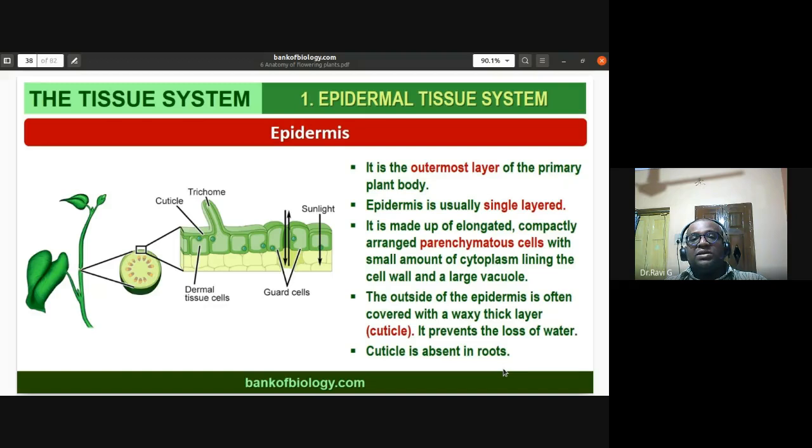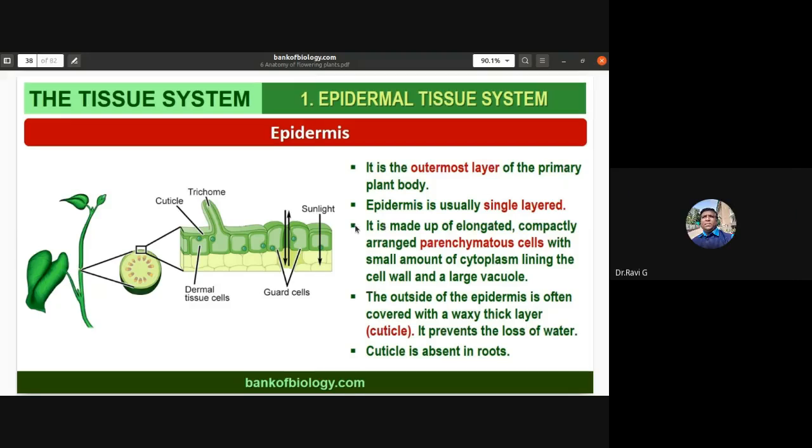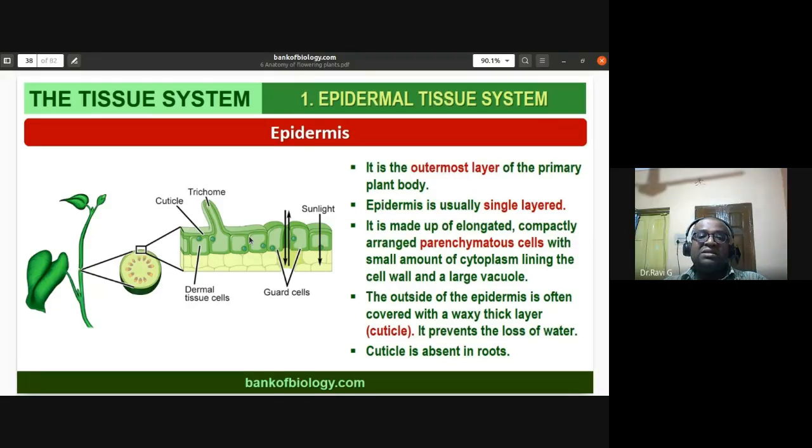So whenever you are describing the epidermis present in the epidermal tissue system, it is the outermost layer of the primary plant body. Epidermis is usually single layered. It is made up of elongated, compactly arranged parenchymatous cells with a small amount of cytoplasm lining the cell wall, and they have a large vacuole. The outside of the epidermis is covered by a waxy, thick layer, the cuticle. It prevents the loss of water. So cuticle is absent in the epidermis of roots.